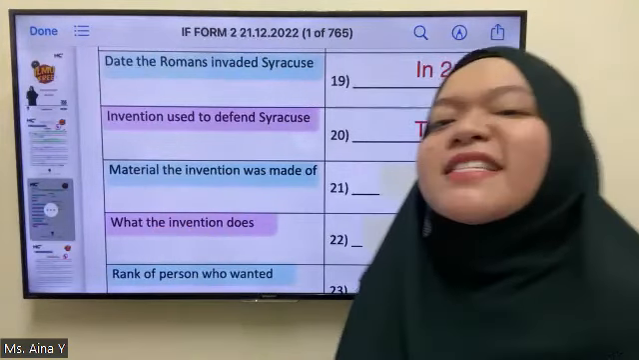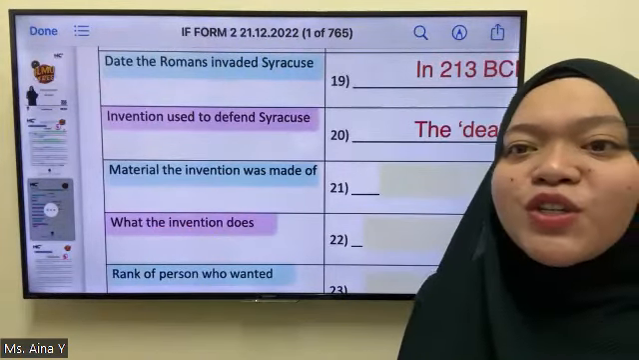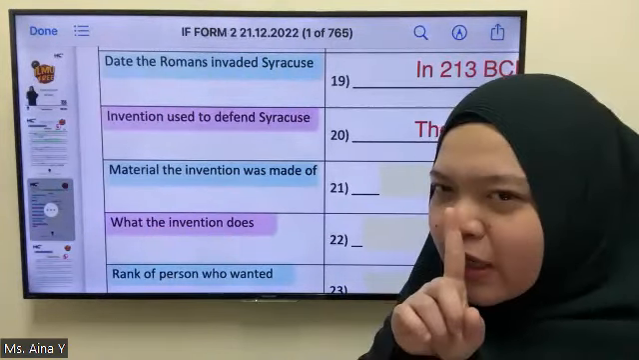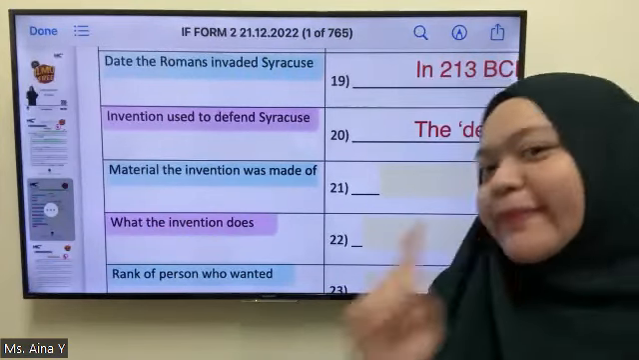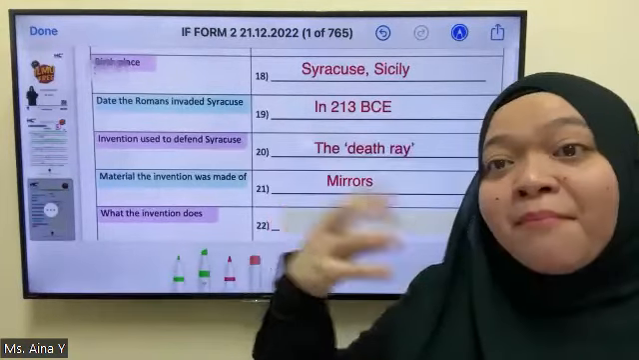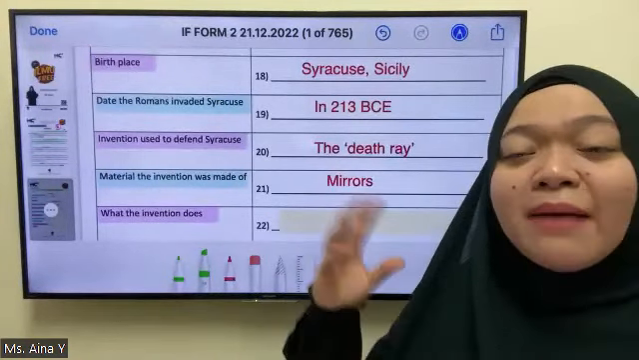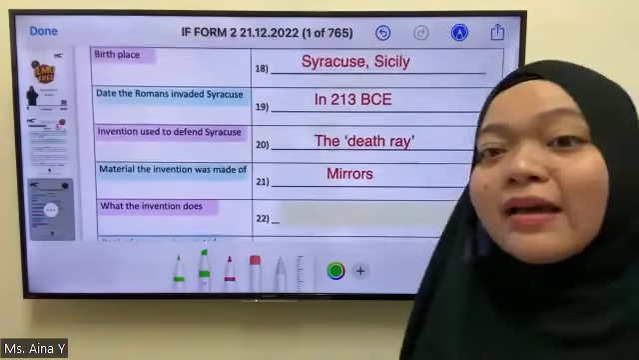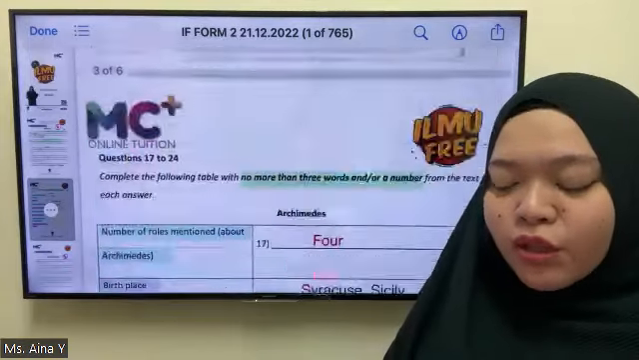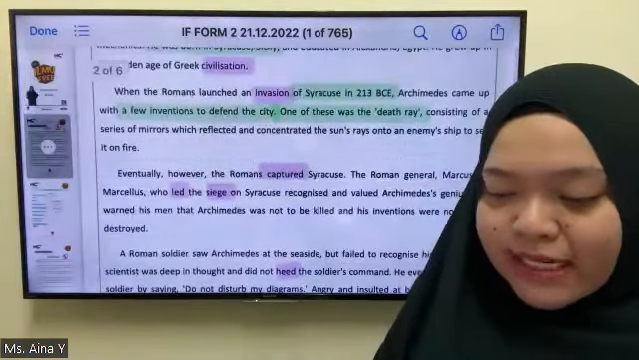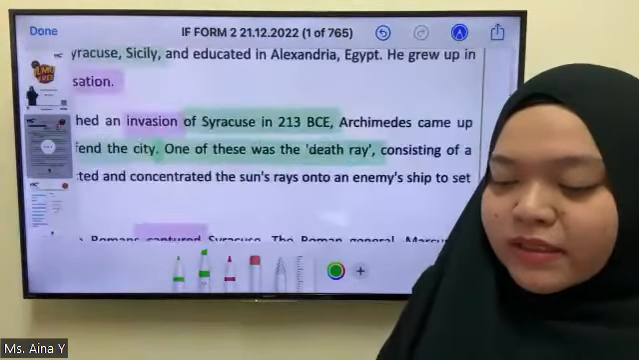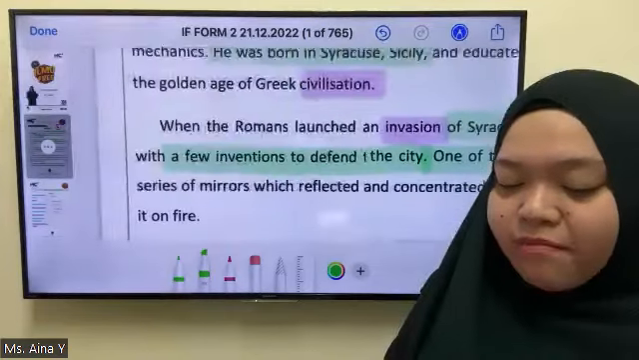10, 9, 8, 7, 6, 5, 4, 3, 2, 1. So it was just a bunch of mirrors. Materialnya maksudnya bahan dia. Dia tanya apa nama bahan tu. Mirrors je lah. Okay. Where's your clue? It's still in the second paragraph. It's this part right here. Consisting of a series of mirrors.